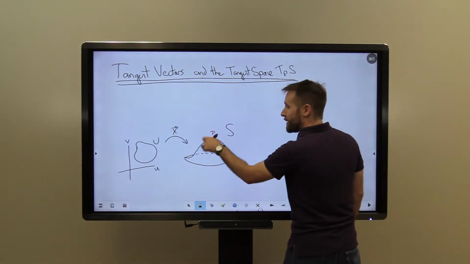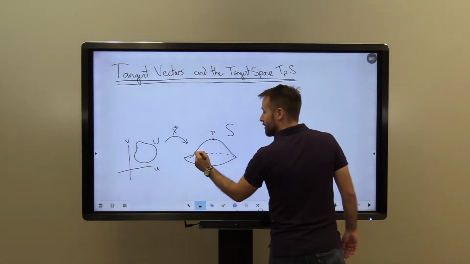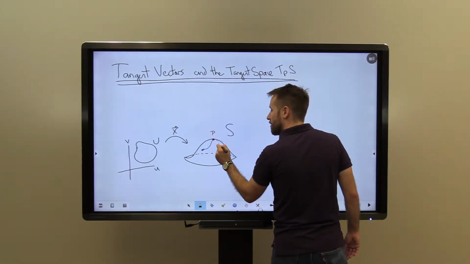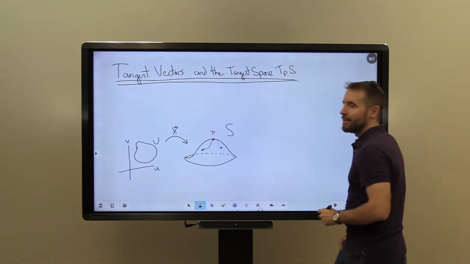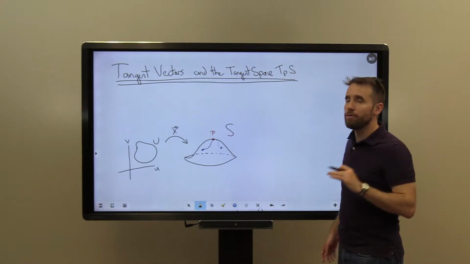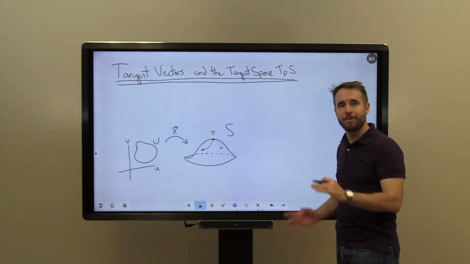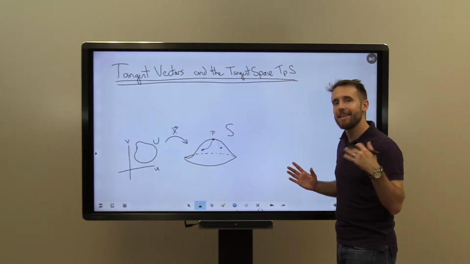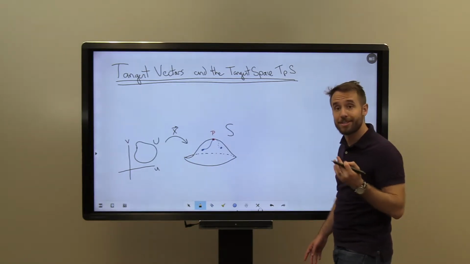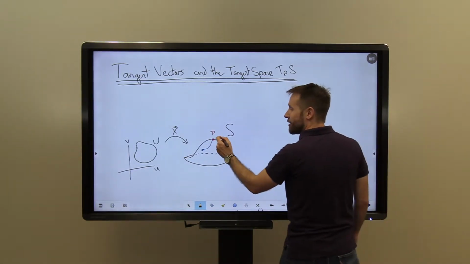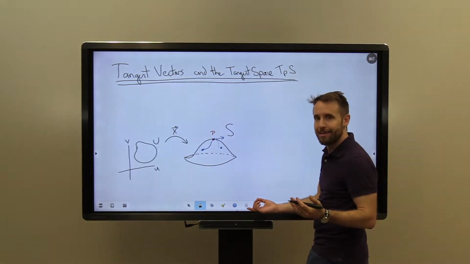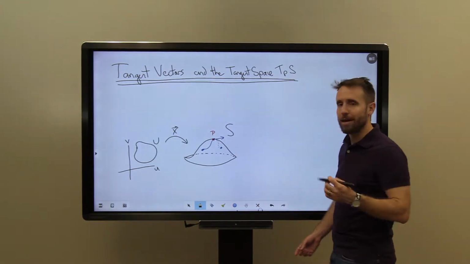So specifically, here's my surface S, here's my point P. Let's take a parameterized curve. So maybe this is my parameterized curve here. And I want to point out that if I calculate any vectors that are tangent to the parameterized curve, as long as the curve lies entirely within the surface, any vector tangent to the curve will also necessarily be tangent to the surface as well. And in particular, if this is my curve, and I then go and calculate the tangent vector to my curve at the point P, that vector will be tangent to our surface.